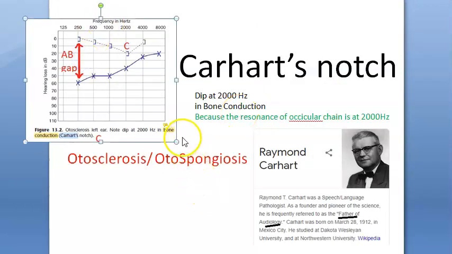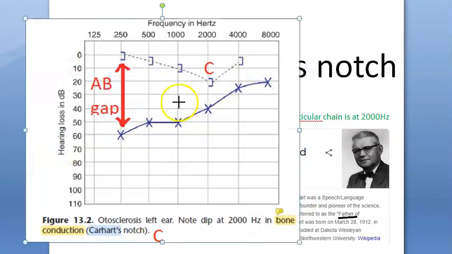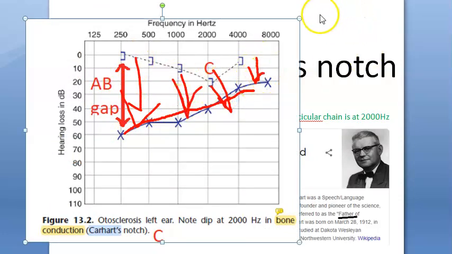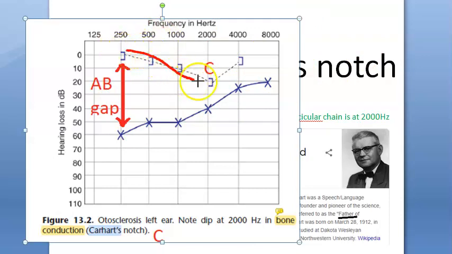So you can see this is the pure tone audiometry. What will you see here? Air conduction has totally dipped, right? Everything has come down in air conduction, right? This is the bone conduction. Bone conduction has specific frequencies drop. There are drops, but at 2000 it is the maximum drop. That is called the Carhart's notch. At 2000 Hertz, whatever drop you're seeing, that is the Carhart's notch.